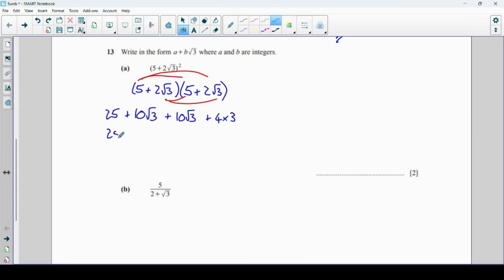So 25 plus, and now 10 root 3 add 10 root 3 is 20 root 3. And 4 times 3 is 12. Now let's just add those two things together. 25 add 12 is 37 plus 20 root 3.